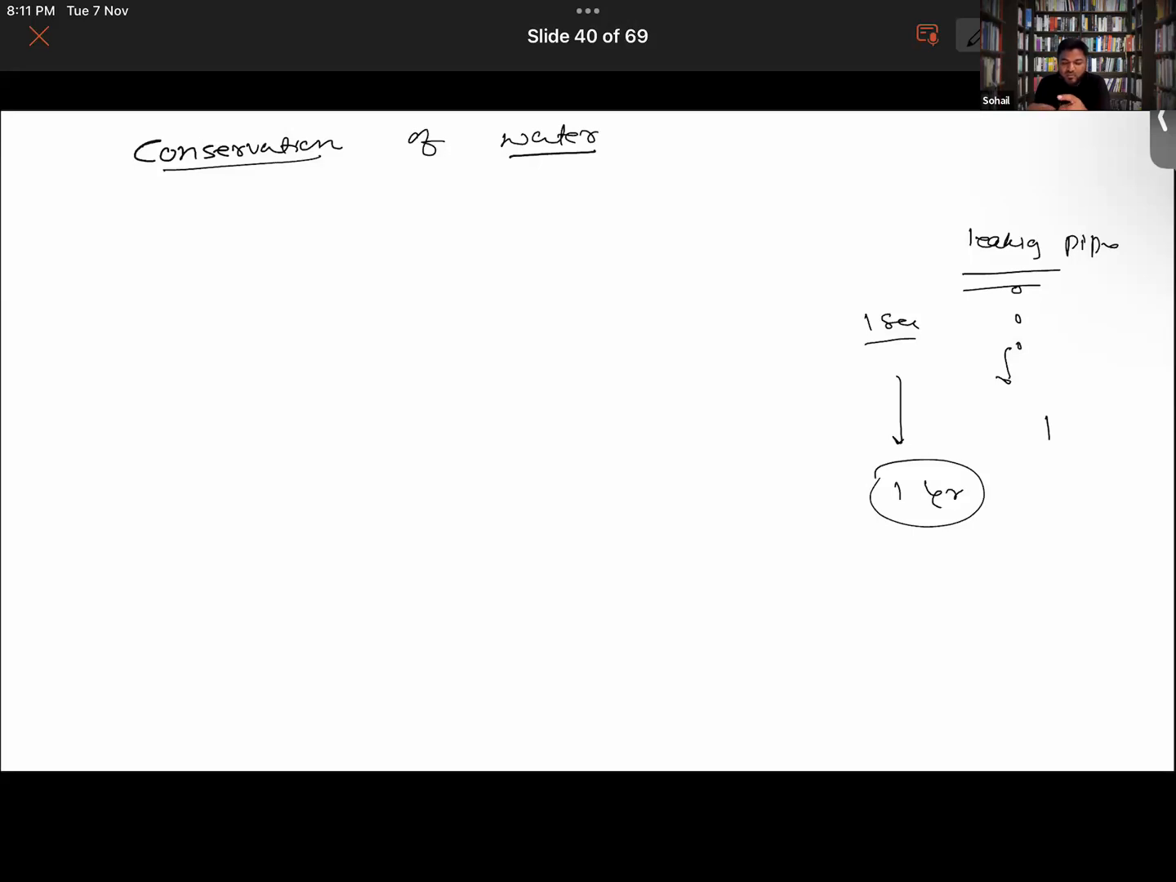Actually, water is not equally divided on the surface of the earth. You have countries where people have a scarcity of water, and you have places where there's an abundance of water. Wherever there's abundance of water, people don't realize the importance of the water.